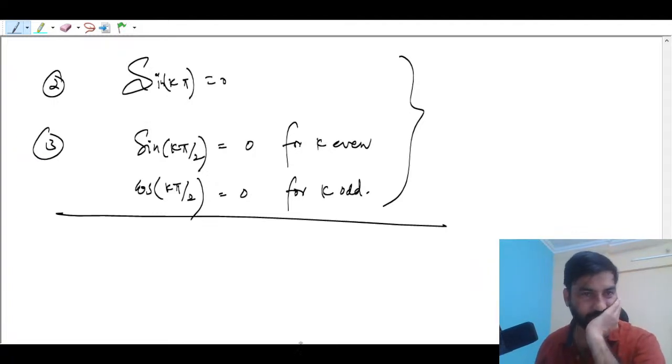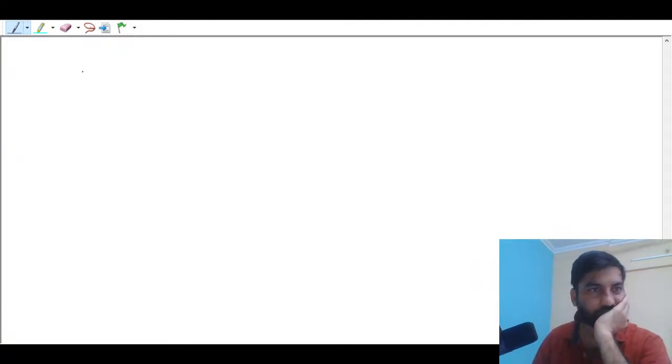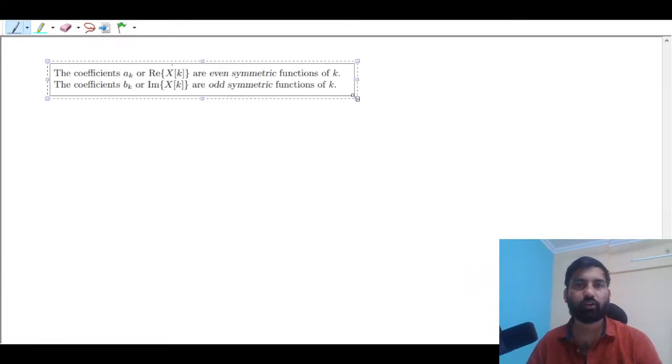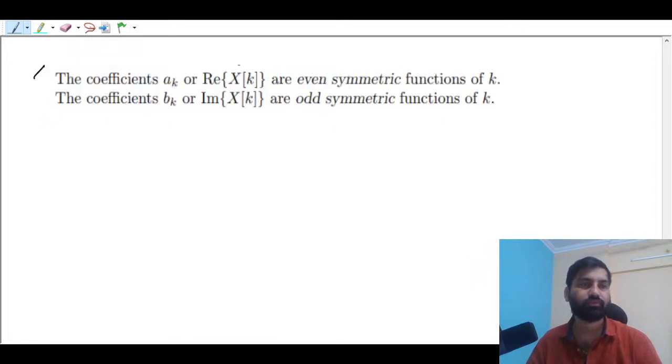ठीक है, ये पॉइंट आप याद रखना. जी, ठीक है, for quick computation.